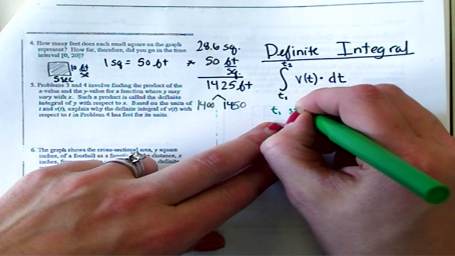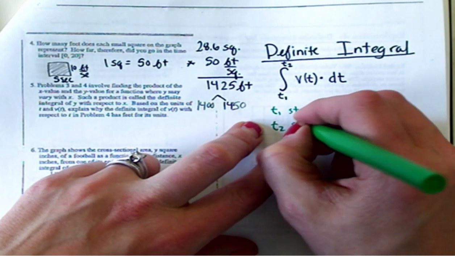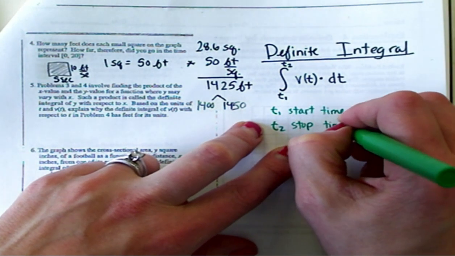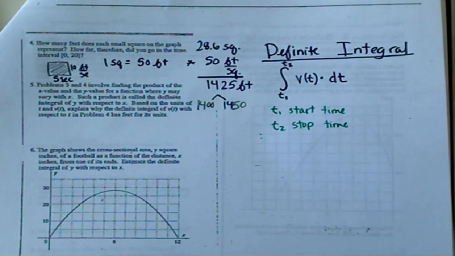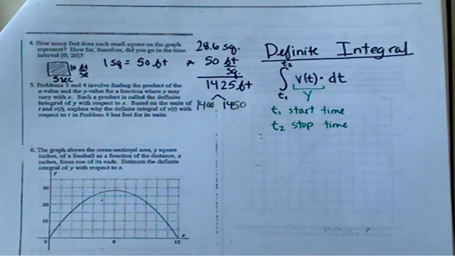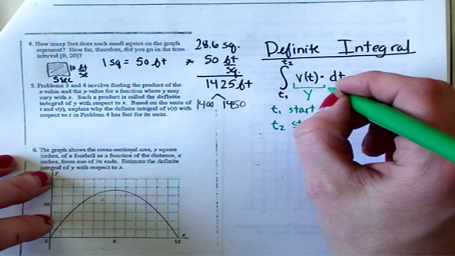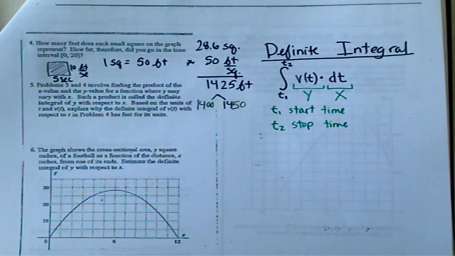T1 is the start time. T2 is the stop time. Where did you start adding up the squares? Where did you stop adding up the squares? V of t, that's actually the y value, right? Look at the units on the graph. V of t is the y, dt is the x coordinate. Because definite integrals are a product of x and y.